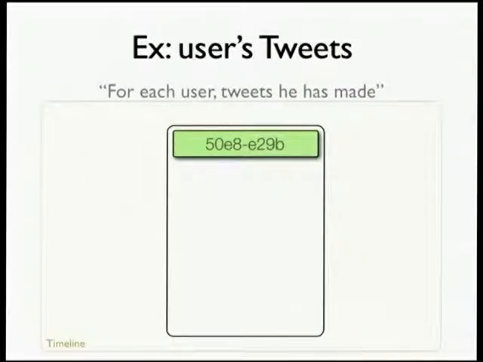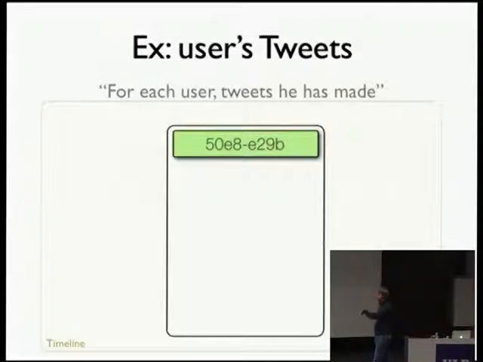So take another example. Here I want to write a Twitter clone. So one of the things I want to do is to store the tweets that a user made. So what I want is when the user clicks on my tweets, I want to show him his tweets. And I want to do that in chronological order.